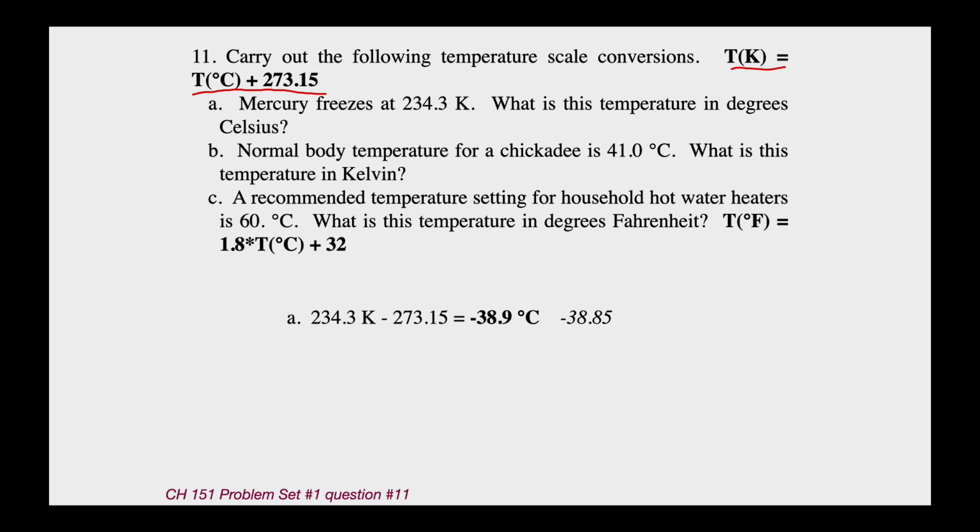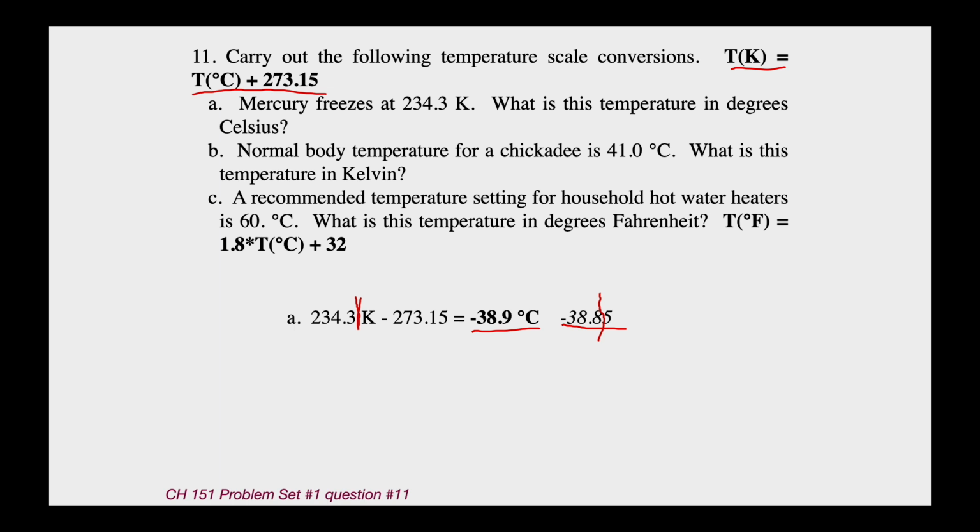So the answer that came out of the calculator was this one right here. But this is where the adding and subtracting sig fig rule is so important. The number we were given only went to the 10th. So this number here has to only go to the 10th as well. 5 is between 5 and 9, so round up, negative 38.9 degrees Celsius.